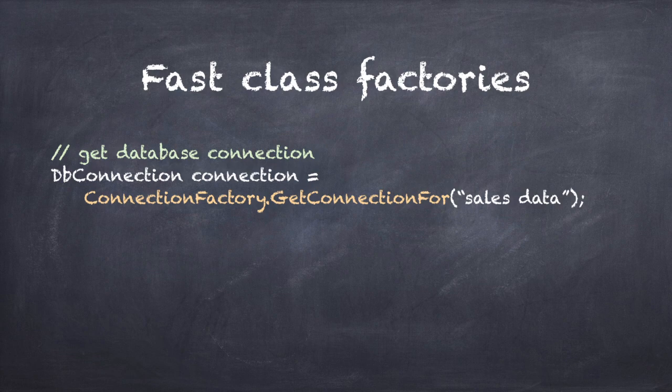In this example, the class connection factory is a class factory that knows how to create a database connection object for the sales data. So, if there is a setting somewhere in a configuration file that specifies that all sales data is stored in an Oracle database, then the class factory can use this information to return a system.data.oracleclient.oracleConnection class.